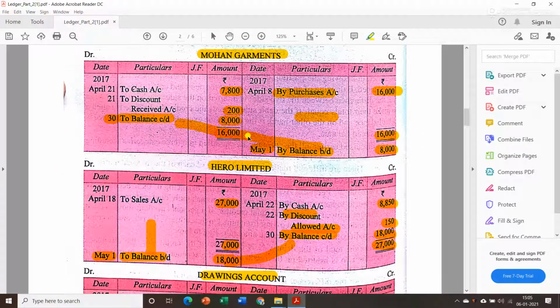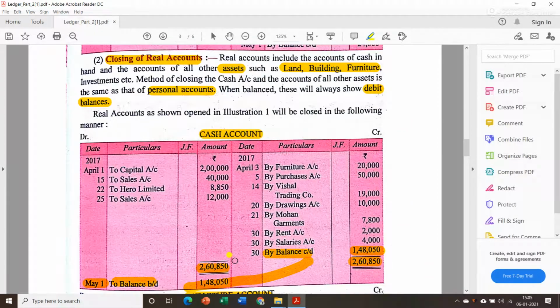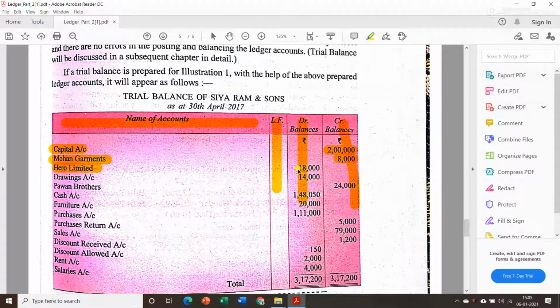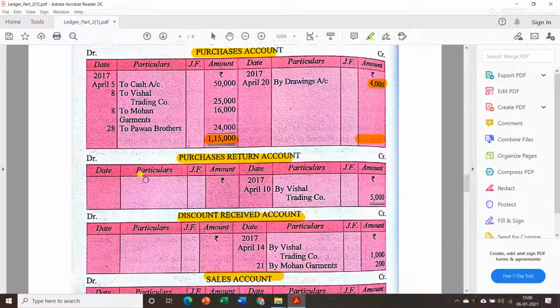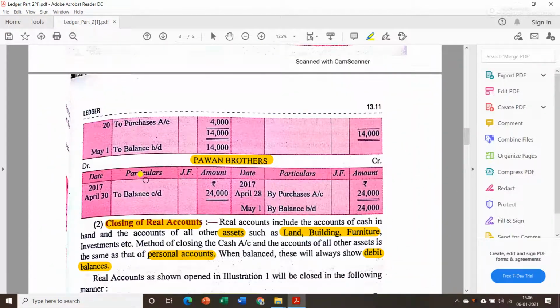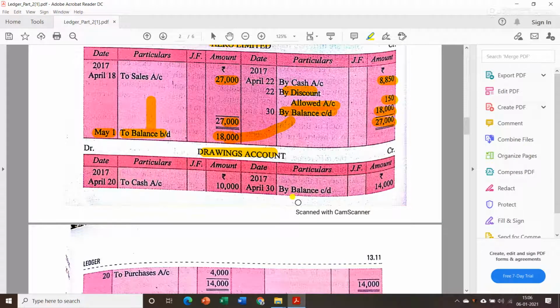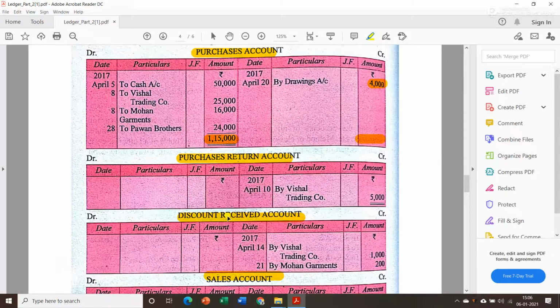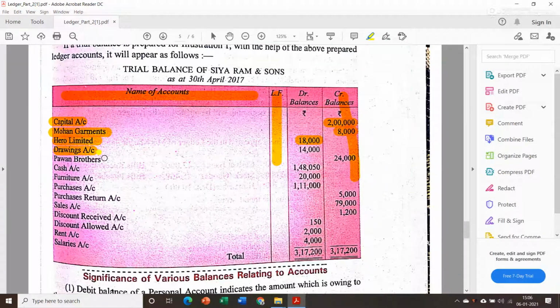Here, Hero Limited balance brought down is on the debit side, an amount of 18,000, so we will write Hero Limited 18,000 on debit balances. Then next we have the drawings account. See the drawings account, where is the balance brought down? Here we have balance brought down on the debit side, the amount is 14,000. So that means we have to write 14,000 on the debit side. Here, drawings account 14,000.